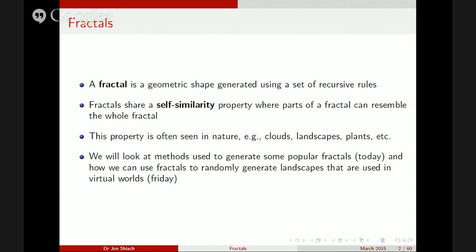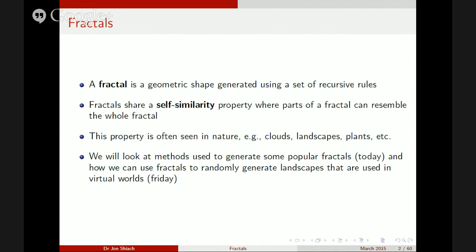Why are we looking at fractals within massive graphics and virtual environments? Well, as we'll see on Friday, we're going to use fractals to generate random terrain. Quite often in a virtual world, if you've got a massive virtual world, you're not going to define each individual point. What we tend to do is develop random terrain generators, and we use fractals to do that.